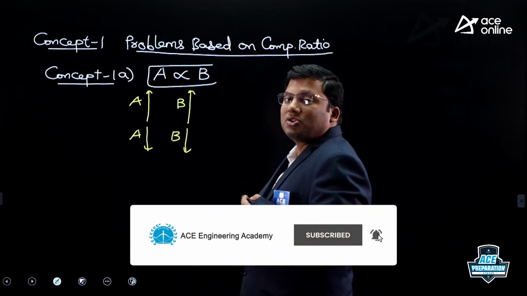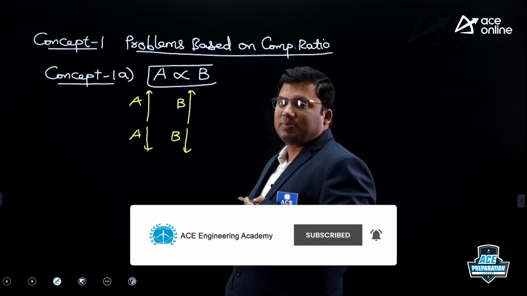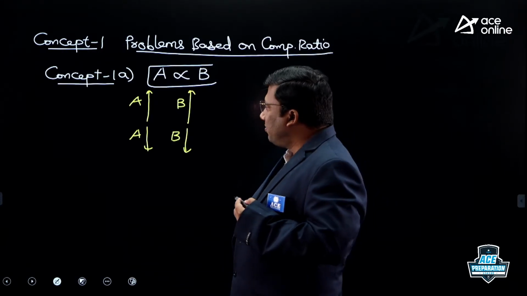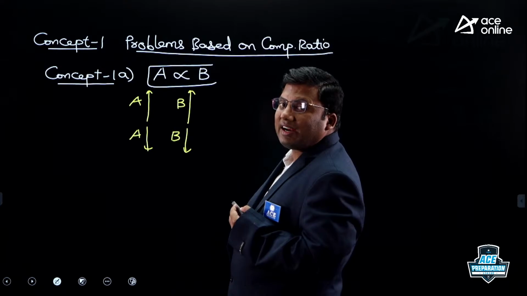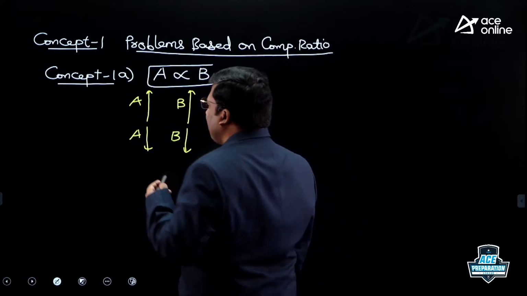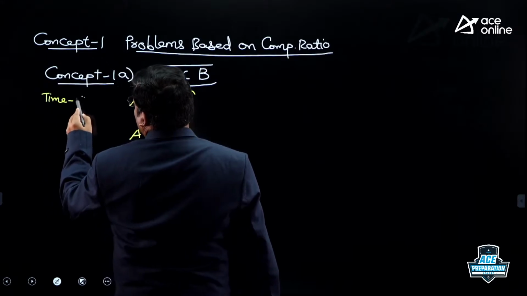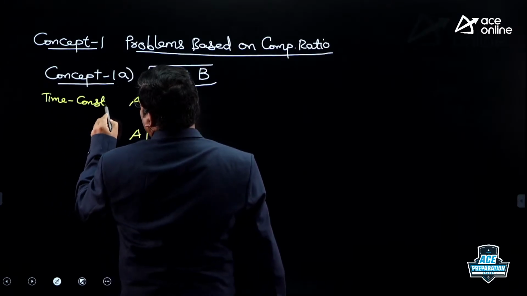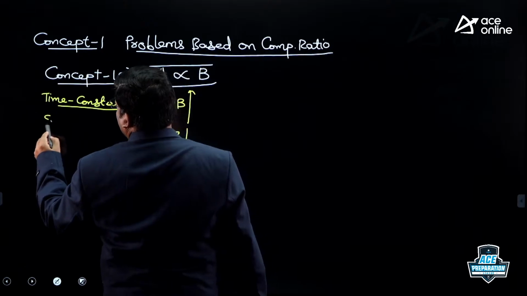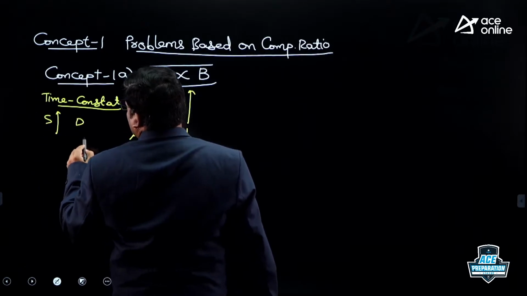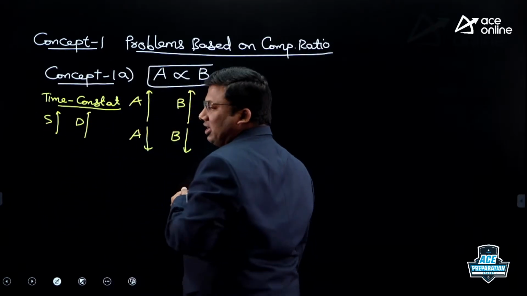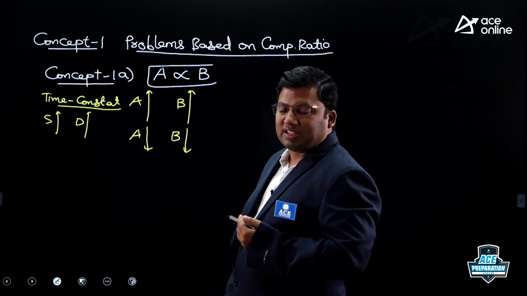A and B are two parameters. A increases, B increases. A decreases, B decreases. A is directly proportional to B. Suppose time is constant, if speed increases, then the distance covered increases.